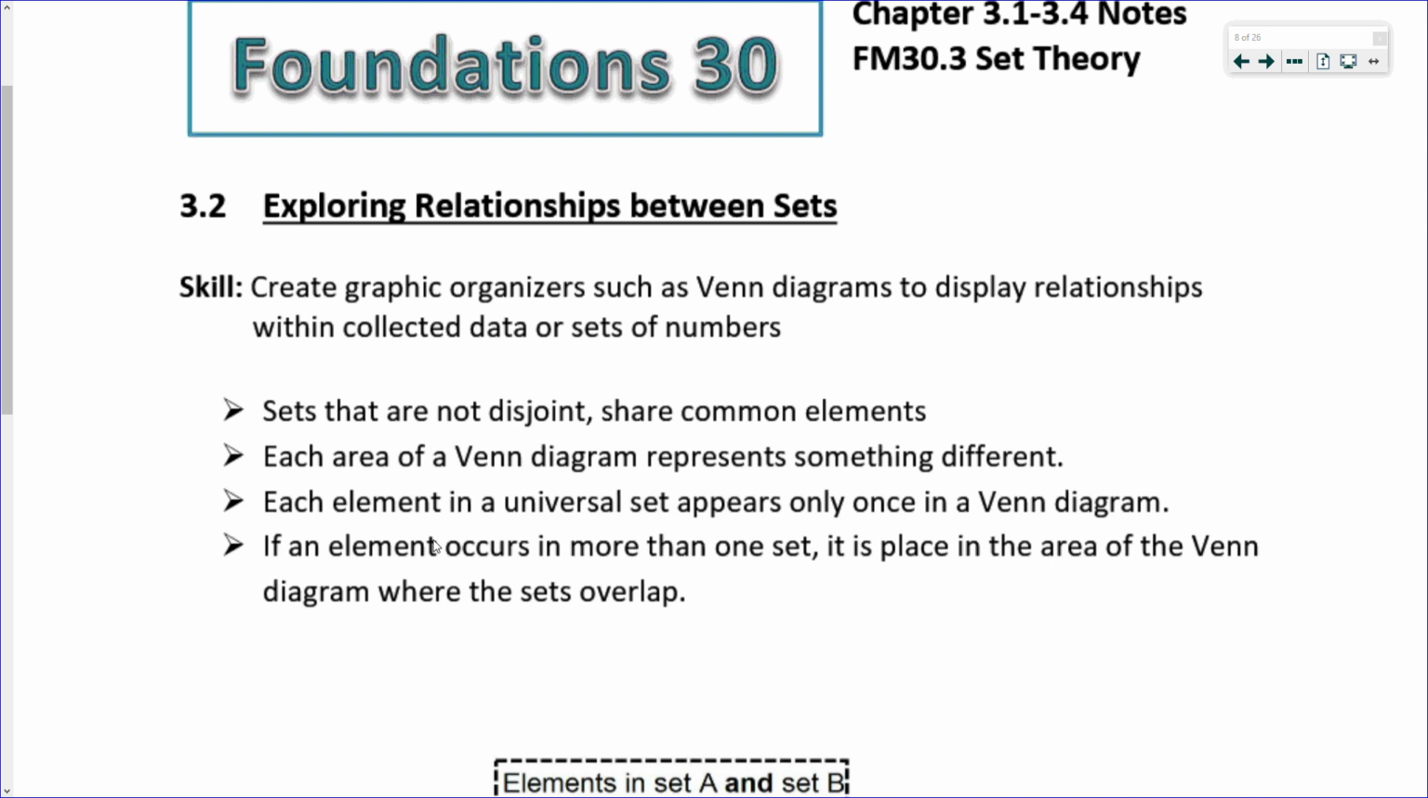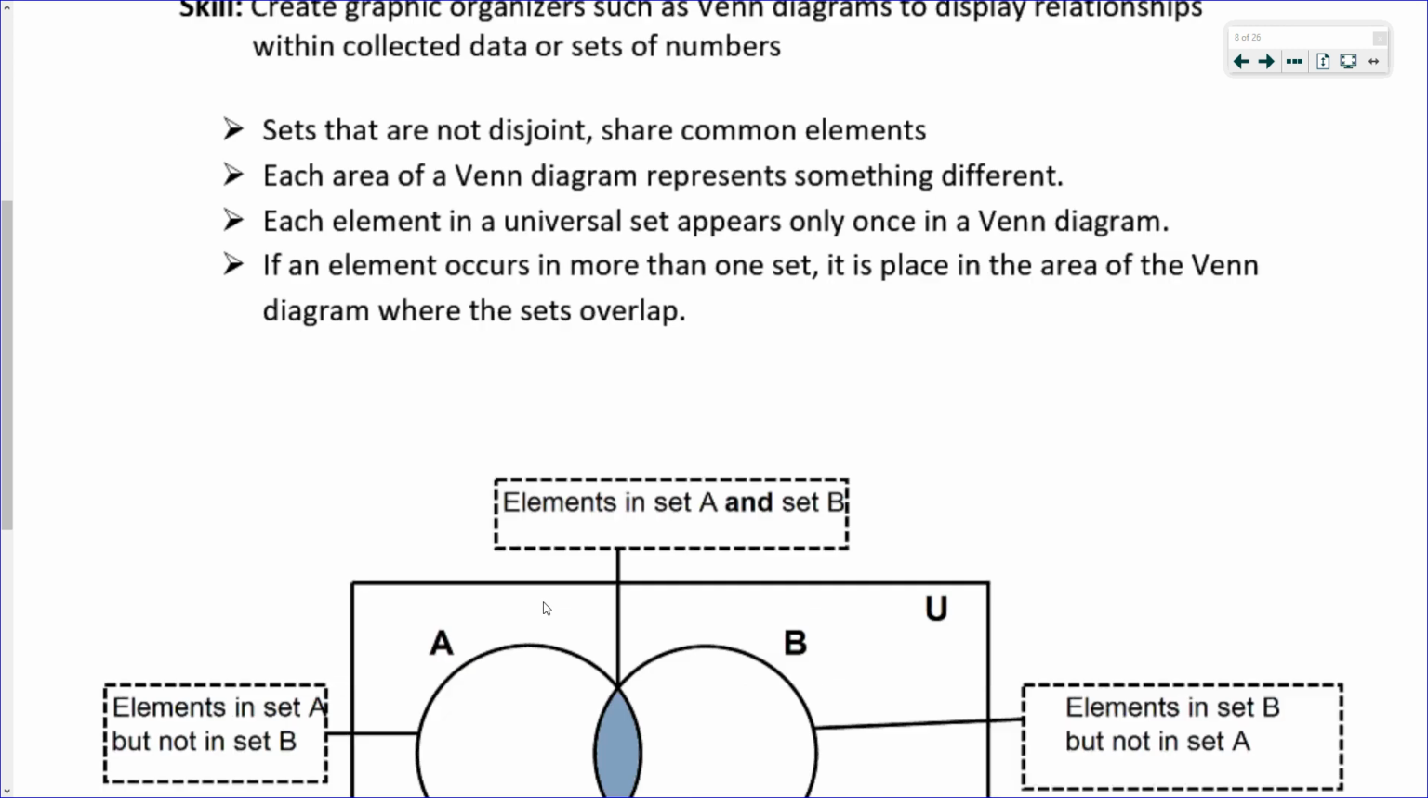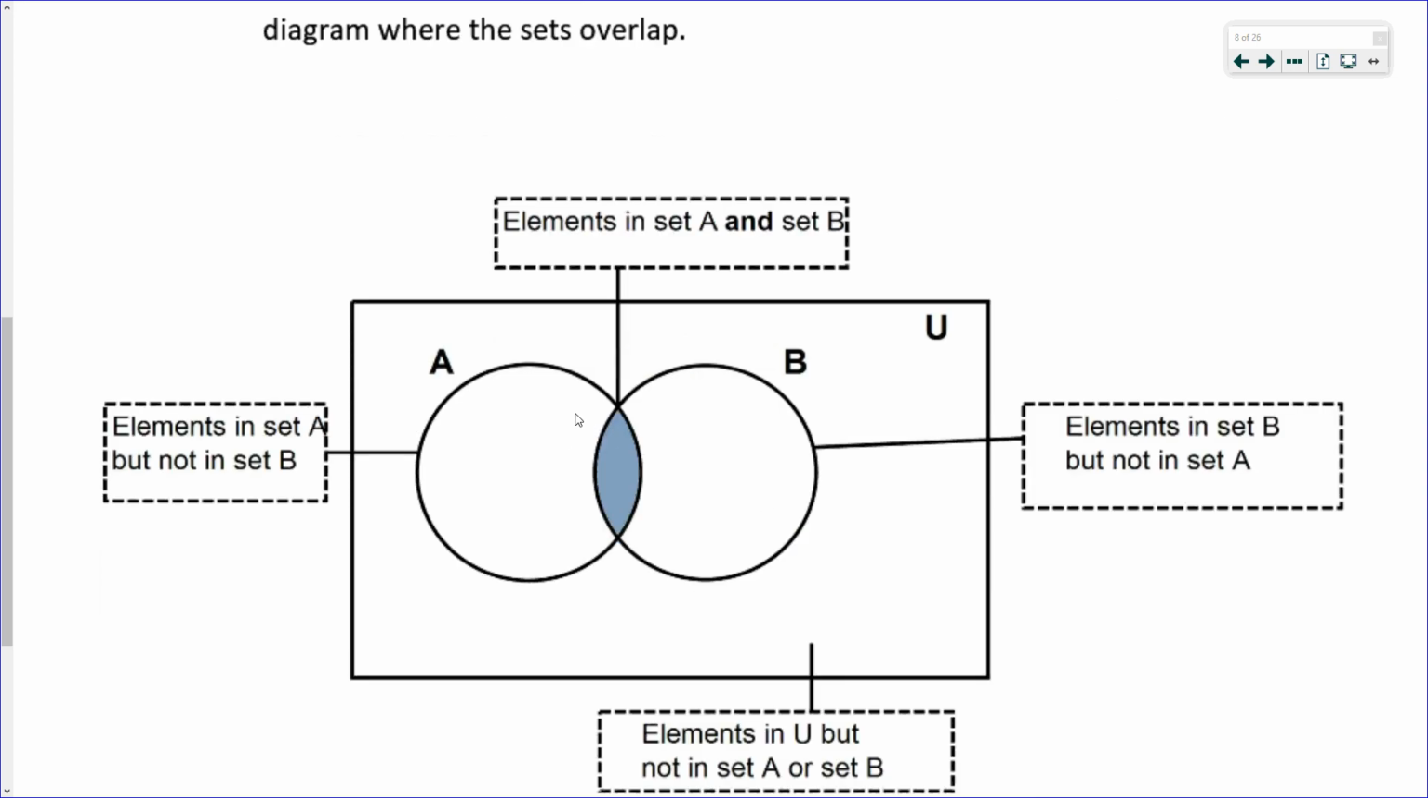So just a couple notes here. Sets that are not disjoint share common elements. Each area of a Venn diagram represents something different. Each element in a universal set appears only once in a Venn diagram. If an element occurs in more than one set, it is placed in the area of the Venn diagram where the sets overlap. So we have our basic Venn diagram.